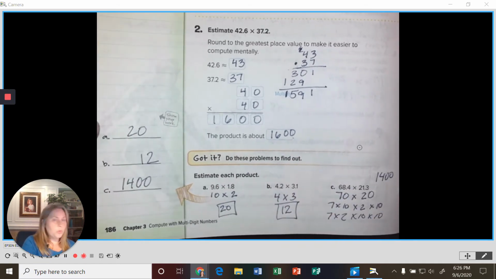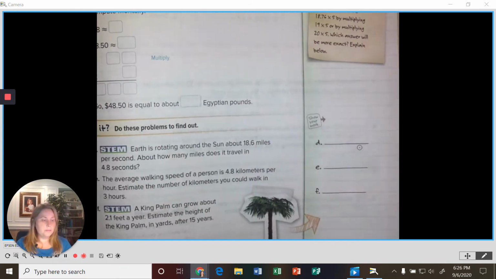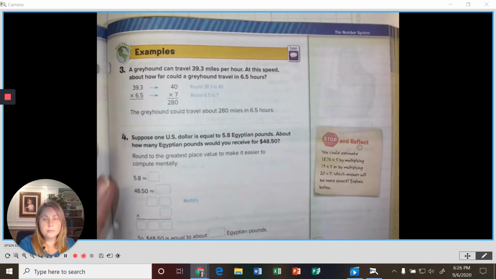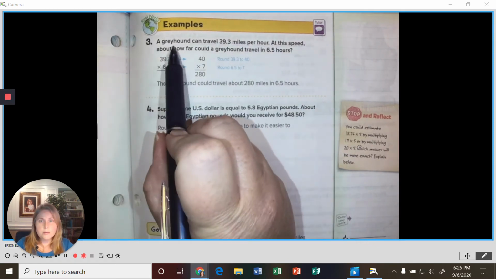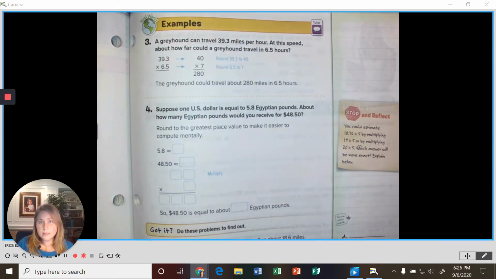Okay, page 187. A greyhound can travel 39.3 miles per hour. A greyhound is a type of dog. It's used for racing and makes a wonderful pet. A greyhound can travel 39.3 miles per hour. At this speed, about how far could a greyhound travel in 6.5 hours?